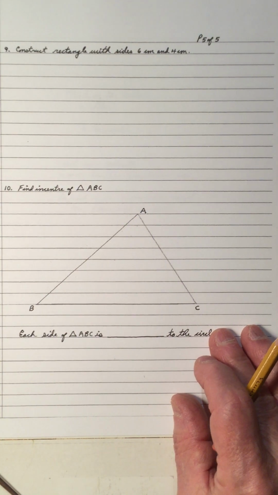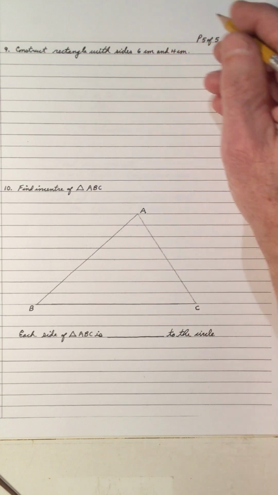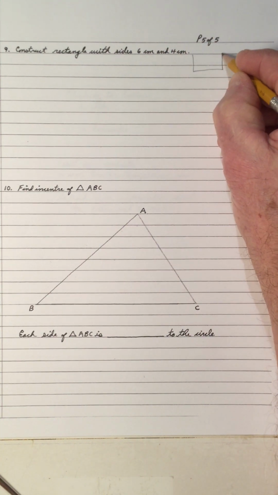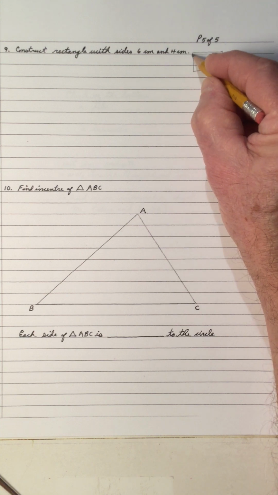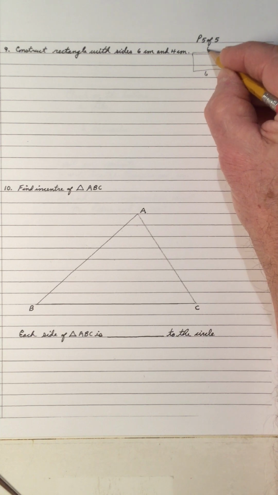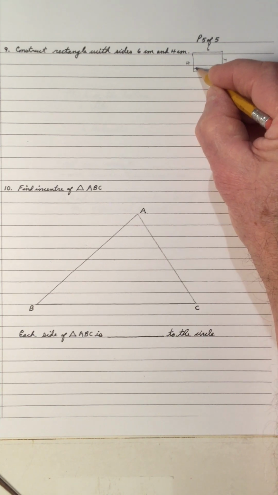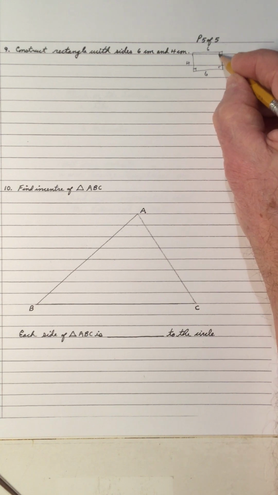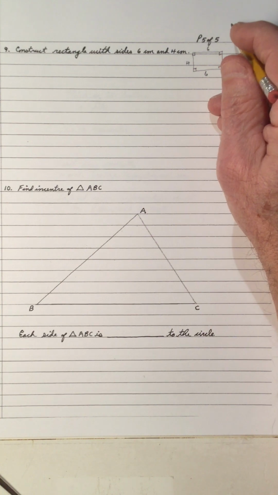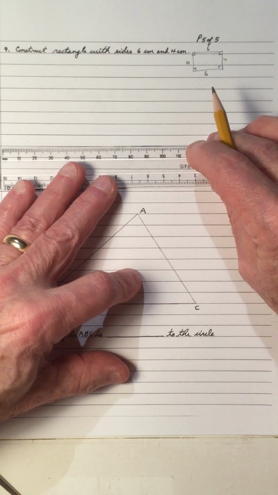Construct a rectangle with sides of 6 and 4. A rectangle looks like this. A rectangle has 4 right angles, and if this is a 6, the opposite sides are equal, and this is a 4, and this is a 4, and we've got 4 right angles. So what I'm going to do is draw a segment so I can pick up the rectangle. Here we go.